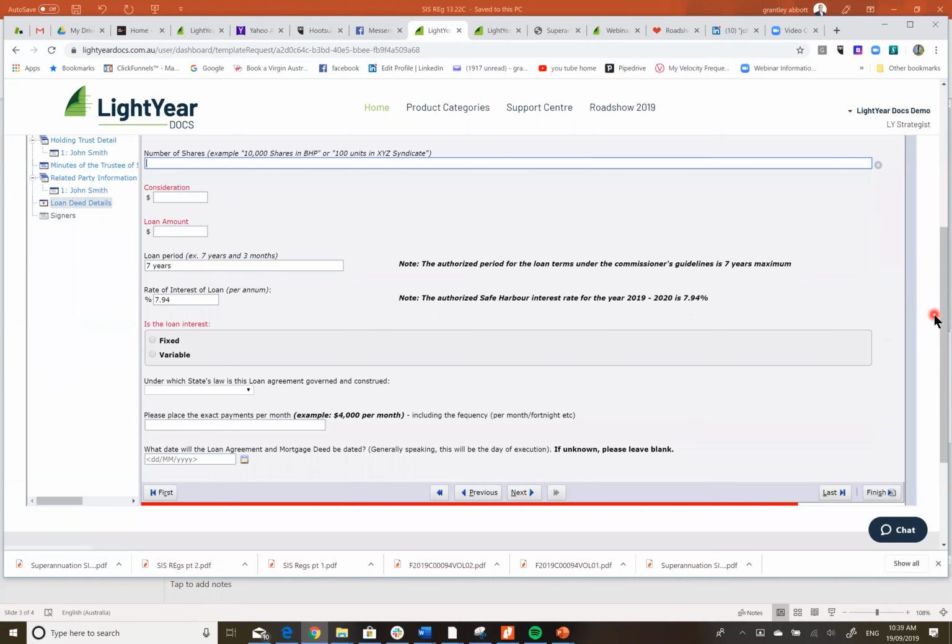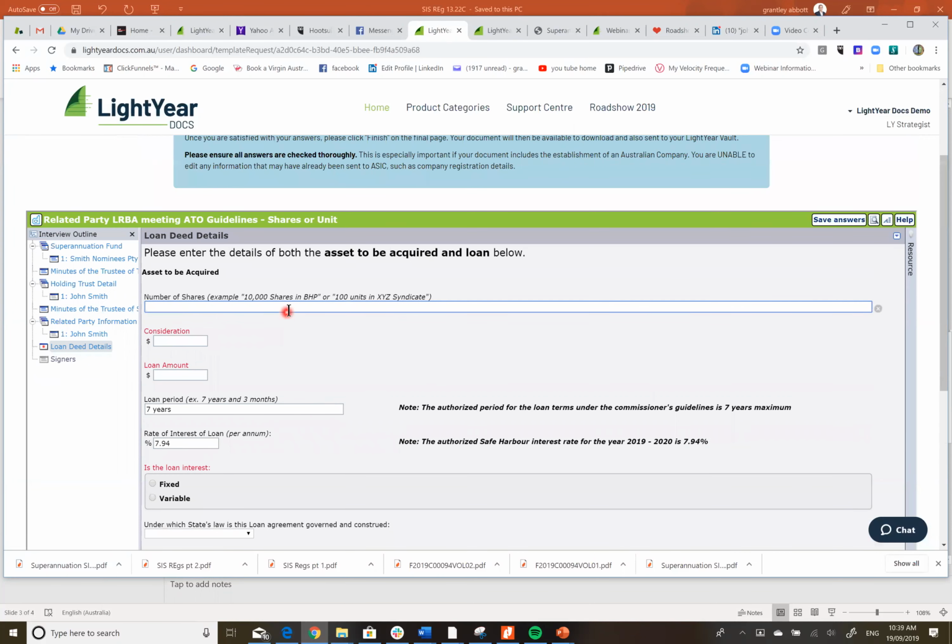Okay, so the number of shares or units. For example, let's go 100,000 units in the Smith 13.22C related unit trust. I think that was the name of it. So the consideration for that is going to be 100,000.